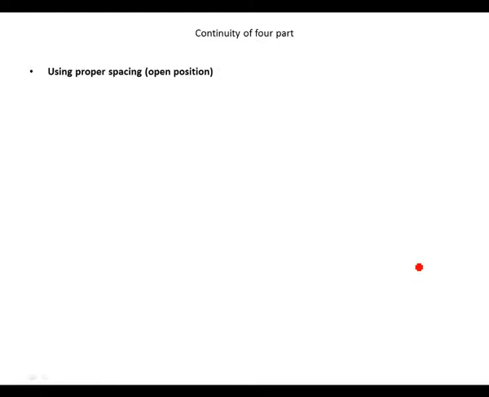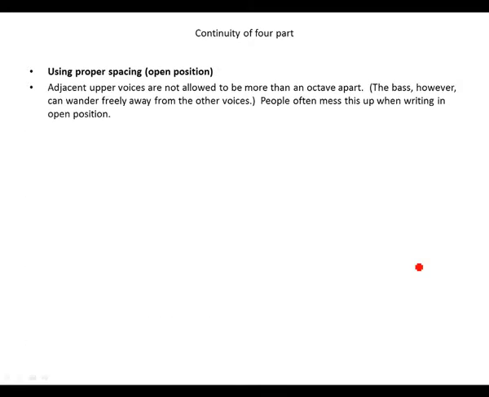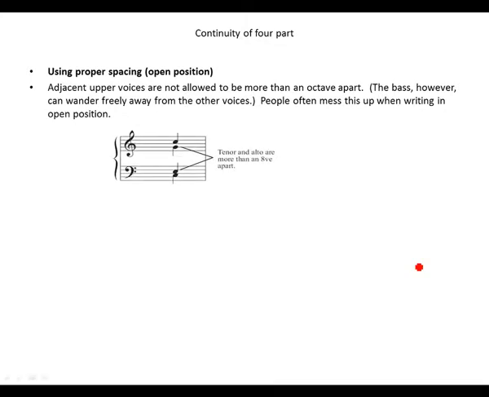Using proper spacing, which is open position, adjacent upper voices are not allowed to be more than an octave apart. The bass, however, can wander freely away from the other voices, and people often mess this up when writing in open position. Tenor and alto are more than an octave apart. So this is not supposed to happen.